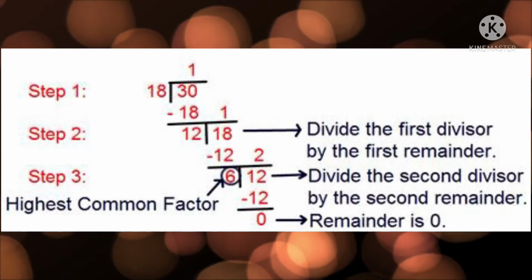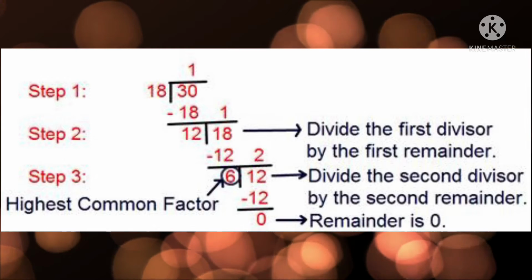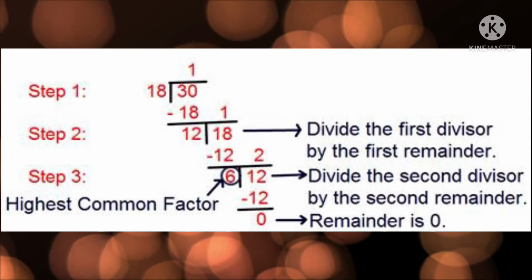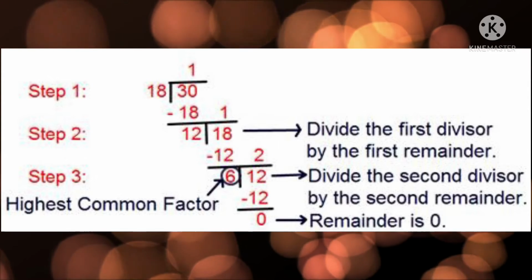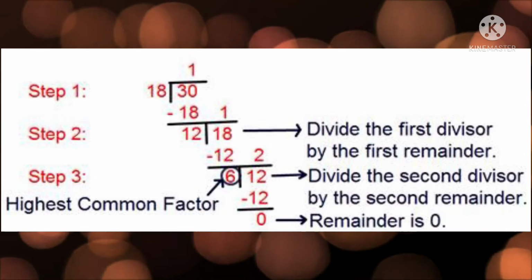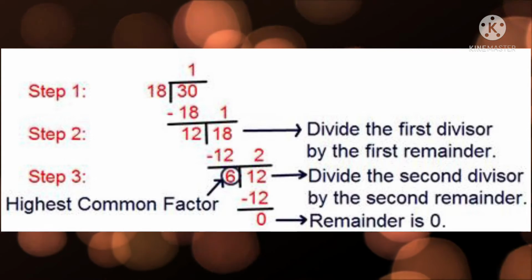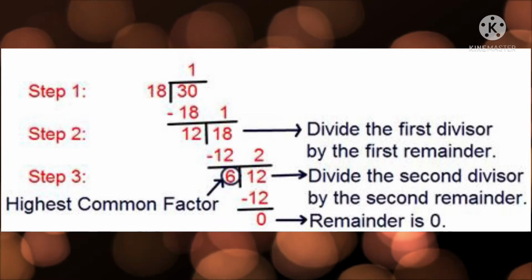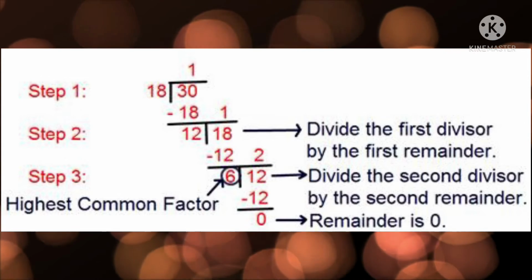Divide the second divisor by the second remainder. It means when we divide 12 by 6, we get remainder 0. And now at this stage, the highest common factor is 6. Means this divisor will become the highest common factor.